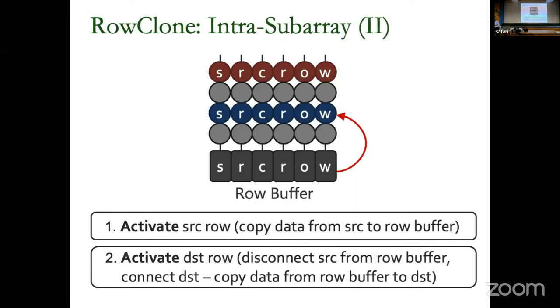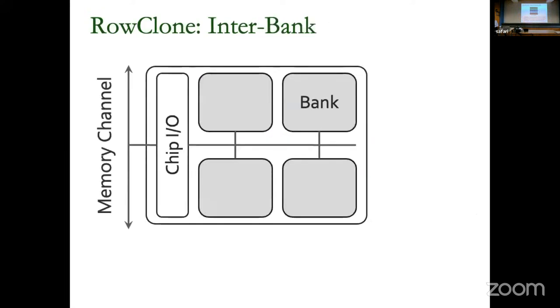This mechanism that I just described was proposed in a paper from 2013 called RowClone. It's RowClone, as you can imagine, because you're cloning a row. And this all operates inside a DRAM subarray, that 2D array of DRAM cells that I mentioned in the background slides. So what happens if you want to move the data from one bank to another bank?